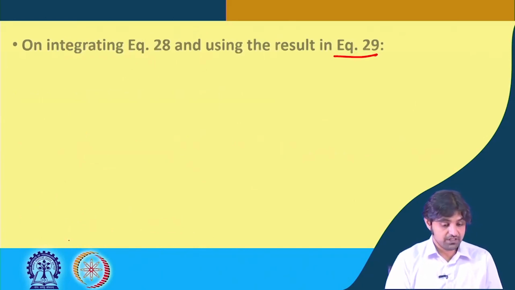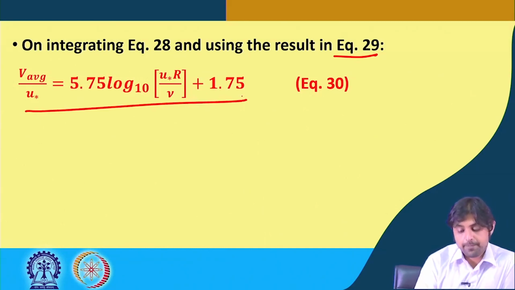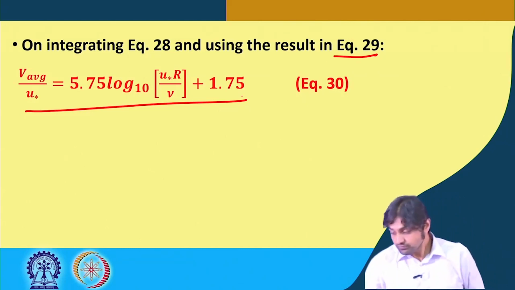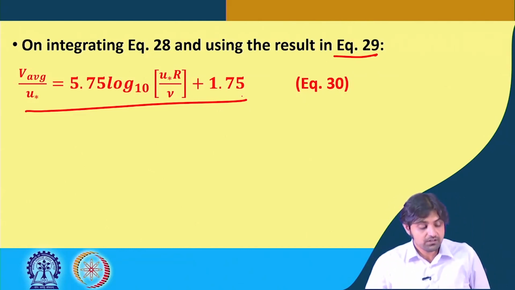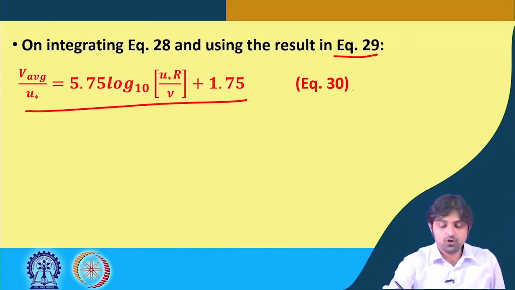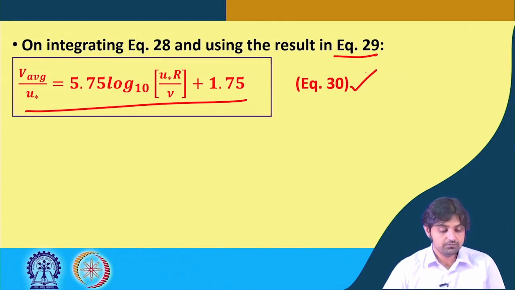for obtaining V average, we can get V average by u star is 5.75 log to the base 10 u star r by nu plus 1.75. My request to you is that you please try to integrate this equation. It is very simple, it is class 11th and 12th mathematics, but please integrate and try to obtain the equation number 30. Okay.